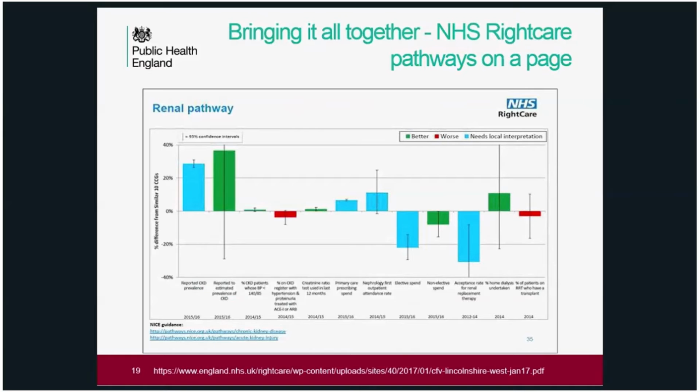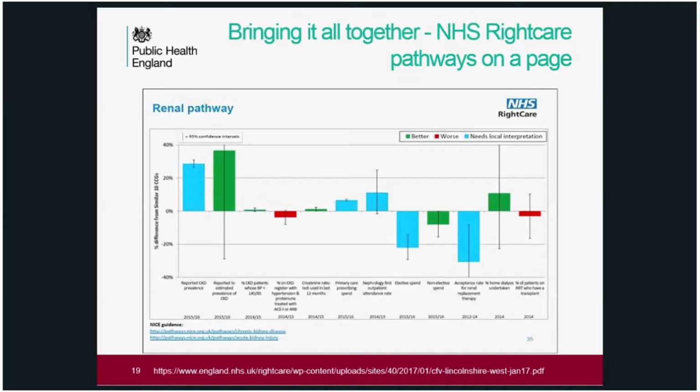NHS Right Care is one of the partners that's represented within the NCVIN, and they also produce intelligence products that bring together information from all parts of the CVD pathway. And this is an example of one of their pathways on a page. And for each CCG, Right Care produce pathways on a page for all the CVD areas, so stroke, diabetes, kidney disease, and heart disease. And they're fairly logical, actually.